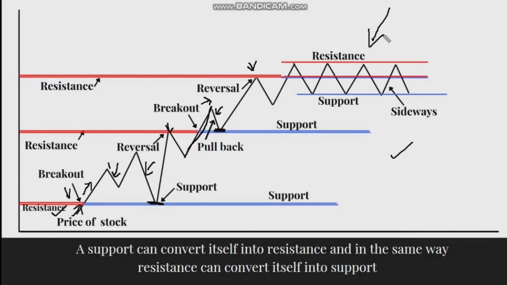I have already told you such a situation happens when there is resistance and support in close proximity. So these resistance and support are so close in contact that the price action candle is not able to move freely. So in such situations, a sideways market happens, and it's a very important concept you have to understand. And it also says, as we have already discussed, a support can convert itself into resistance, and in the same way resistance can also be converted into support.